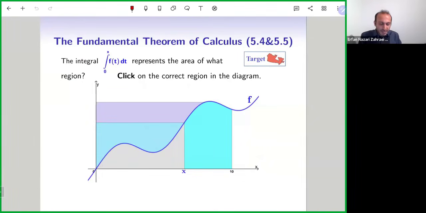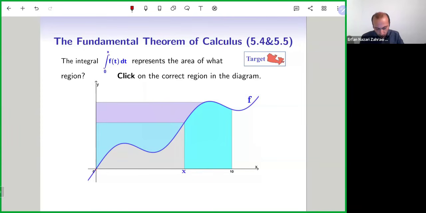Okay, the next question is about understanding the meaning of the area function. Do you remember this was called A(x) in the fundamental theorem of calculus part 2, the area function? So which of these colored regions is the area of them? It's this quantity that we are talking about. This quantity is the area under the graph of f from 0 up to x. Which of these is that?